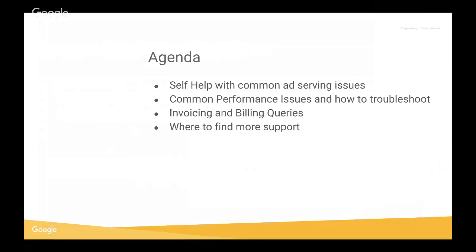Today's agenda, as I was mentioning, is around this self-help. The first issue that we're going to look at is self-help with common ad serving issues. This is a problem that does happen often, where our advertisers face problems in their accounts where the ads are not serving. Secondly, I'm also going to cover some common performance issue questions and how to troubleshoot them. These are common questions that come around performance in both the display network and search network as well. I'm also briefly going to talk about invoicing and some queries around billing. We won't go too deep in that, but just a little bit on that.